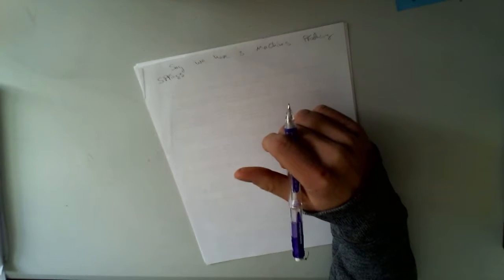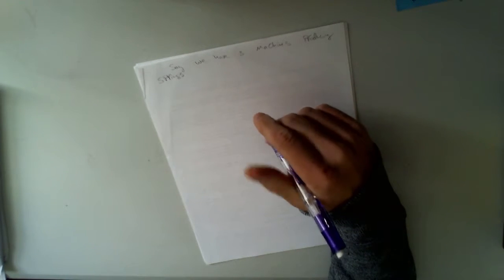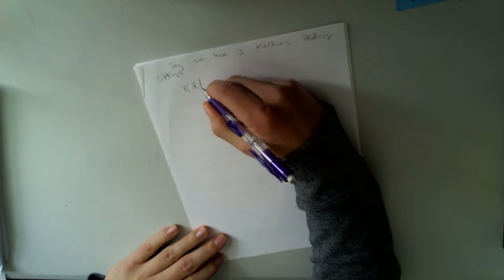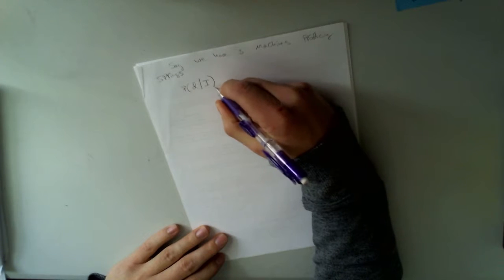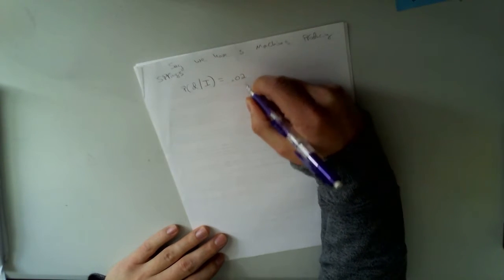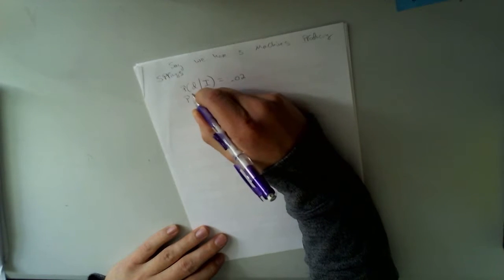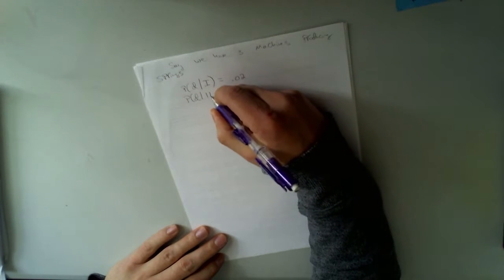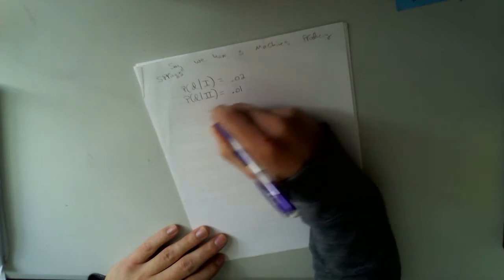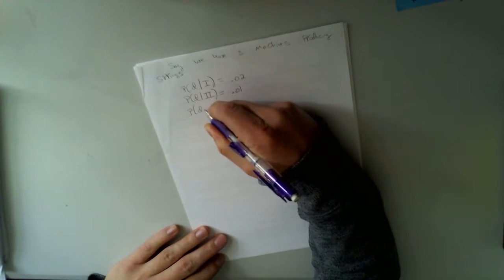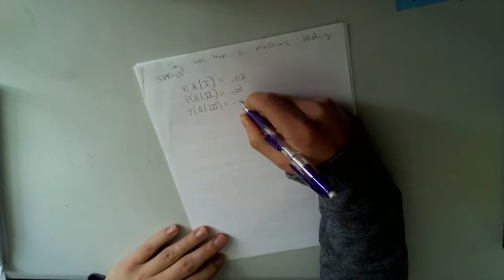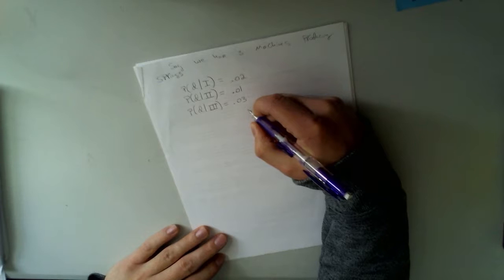So let's say that the probability that we get some defective spring, given that it came from machine 1, is equal to 0.02. Let's say that the probability that we draw some defective spring, given that it came from machine 2, is equal to 0.01. And let's say that the probability that we draw a defective spring, given that it came from 3, is equal to 0.03. Right?